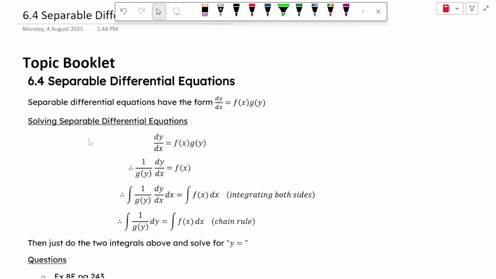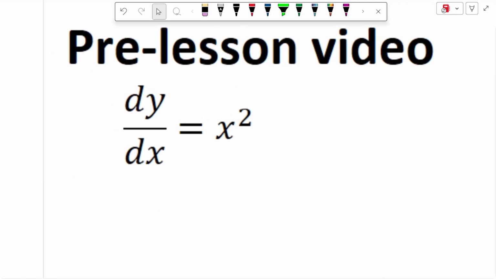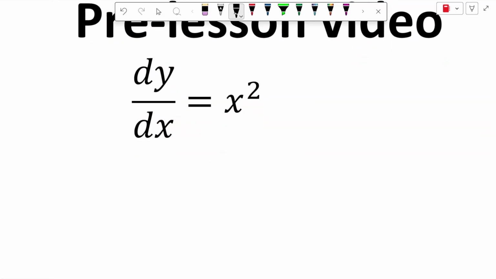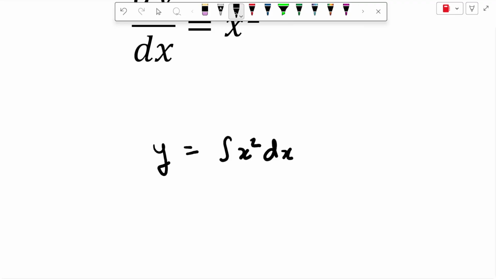Yeah, we're looking at separable differential equations, one of my favorite topics. So we've solved differential equations like this before. Essentially, you've got the derivative of the function equals x squared. So what we should get is that y is the integral of x squared. That's sort of how derivatives work. They're the opposites of integrals.